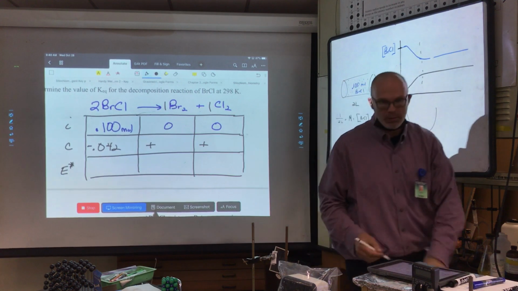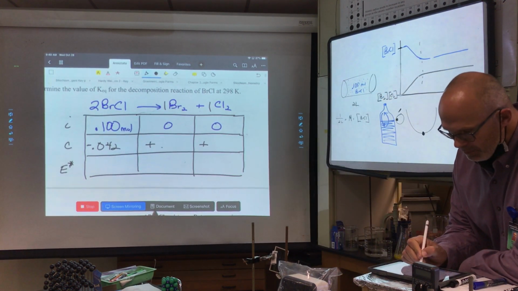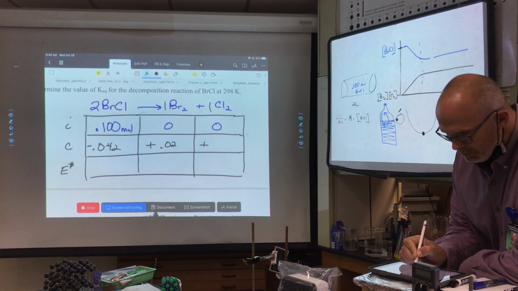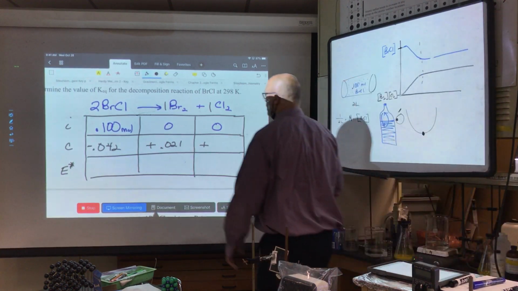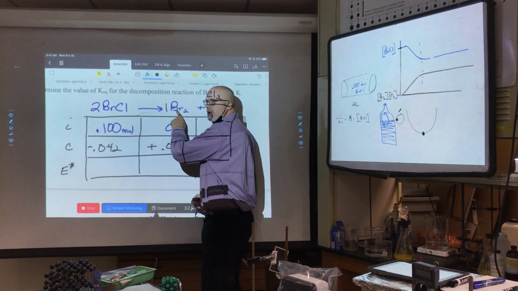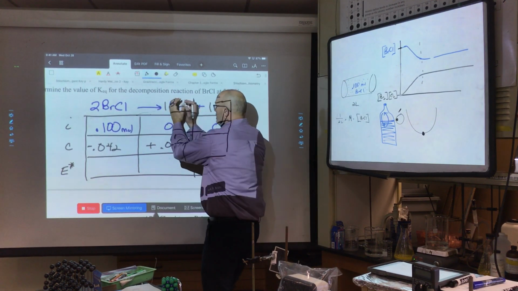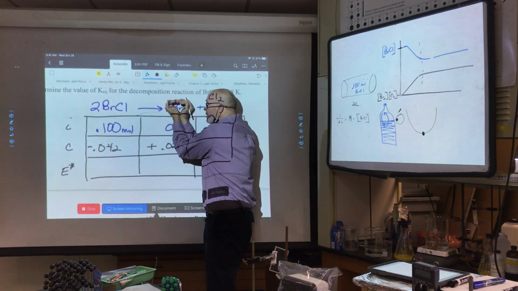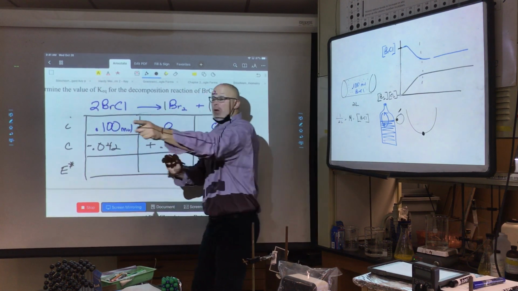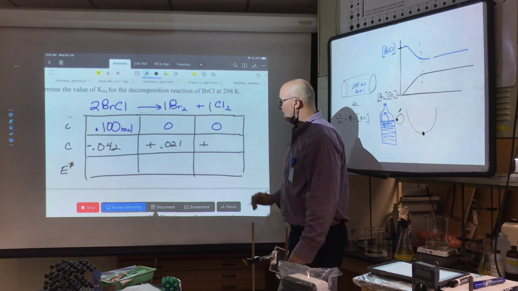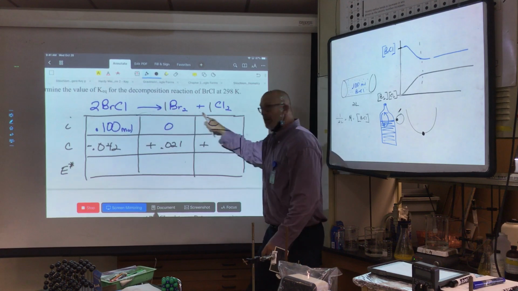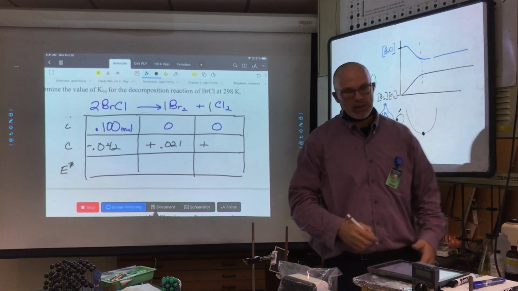Why wouldn't it still be 2 if you have Br2? Because it's a particle. 2 of these particles to 1 of these particles. I'm not counting atoms. Remember, we're counting this as a singular unit. There's 1 of these particles, 2 of these particles. Great question. Okay? And of course, what's this? Same number, right? Cool. You guys are getting the stoich down.